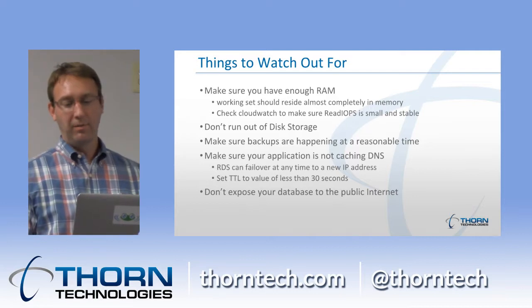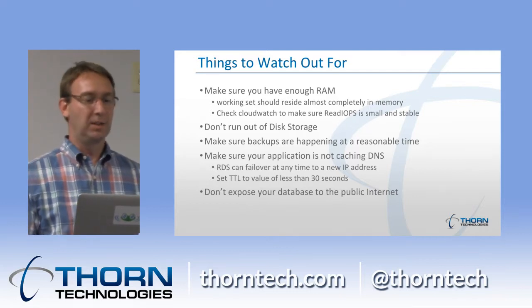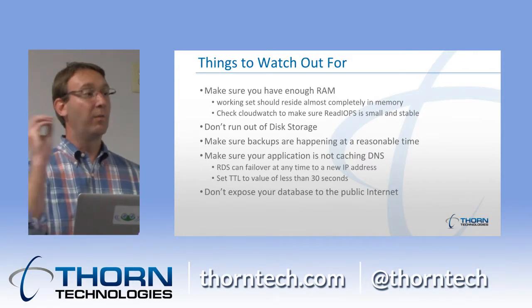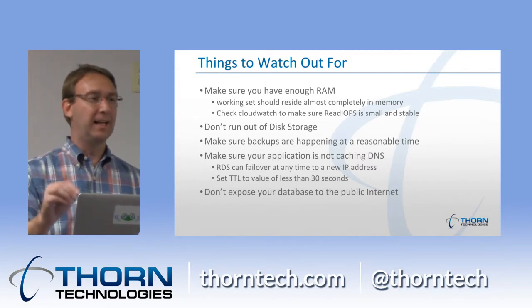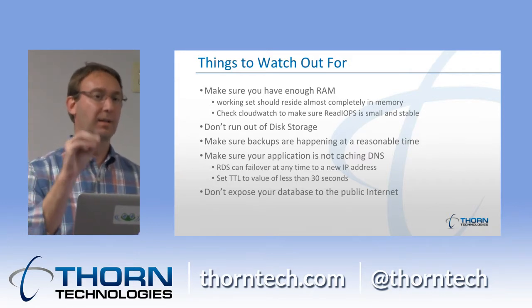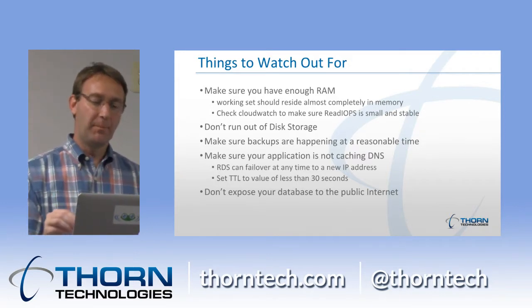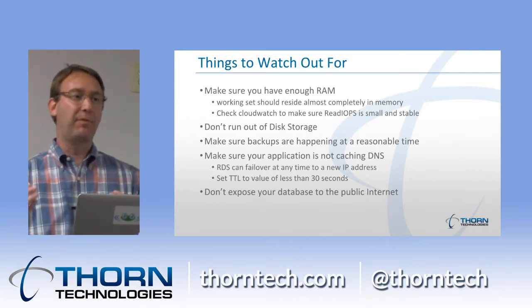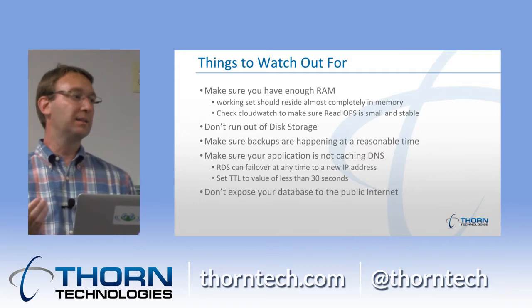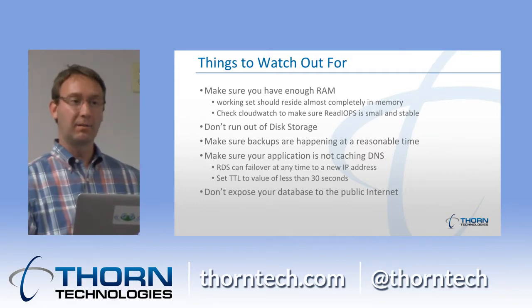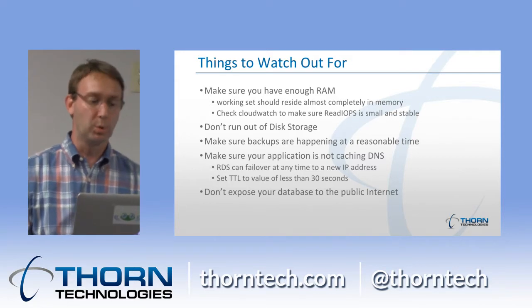Curious why that was, I noticed the IP address of our database changed. That's because it failed over to a different availability zone. So if your application is caching DNS, that will not work for you. It's very important to not cache your DNS, because when it does fail over, you have to give your application the DNS name of the endpoint, so that way Amazon can control what IP address it points to for you.